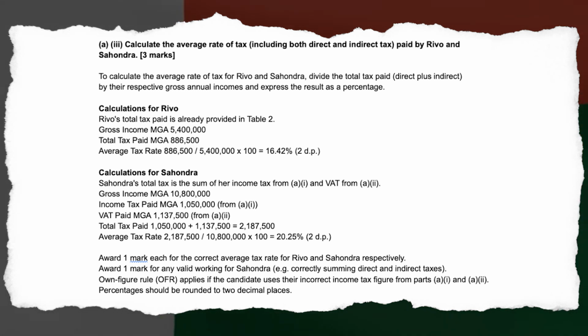Award 1 mark each for the correct average tax rate for Revo and Sahandra, respectively. Award 1 mark for any valid working for Sahandra, for example, correctly summing direct and indirect taxes. Own figure rule applies if the candidate uses their incorrect income tax figure from parts A1 and A2. Percentages should be rounded to 2 decimal places.